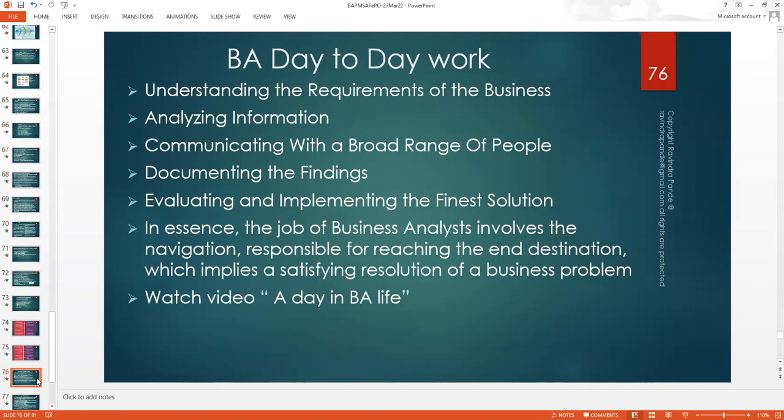Let's try to understand what we do as a BA on a day-to-day basis. Understanding requirements of the business, analyzing information, communicating with a broad range of people. We discuss with quite a few stakeholders, even SMEs and COEs of the world, where we collect a complete requirement. Then we document these findings. We create auditable artifacts, evaluating and implementing the finest solutions.